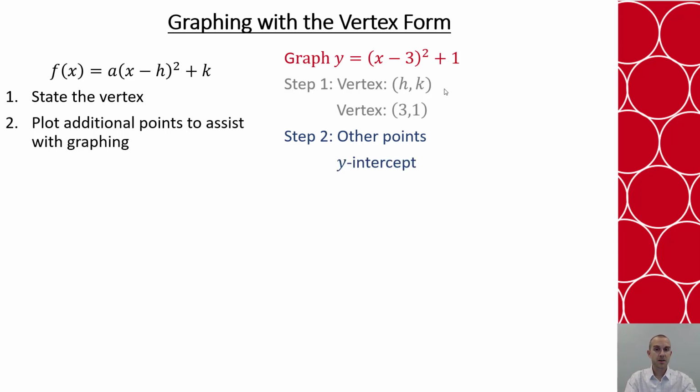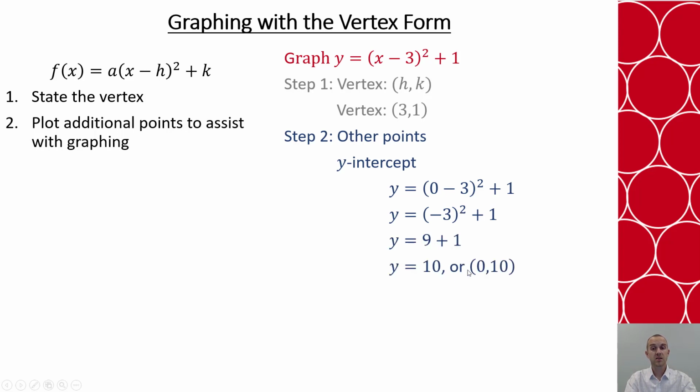The y-intercept, I can plug in 0. So 0 minus 3 squared plus 1. So that's negative 3 squared, which is positive 9. 9 plus 1 is 10. So I have a y-intercept at 0, 10.